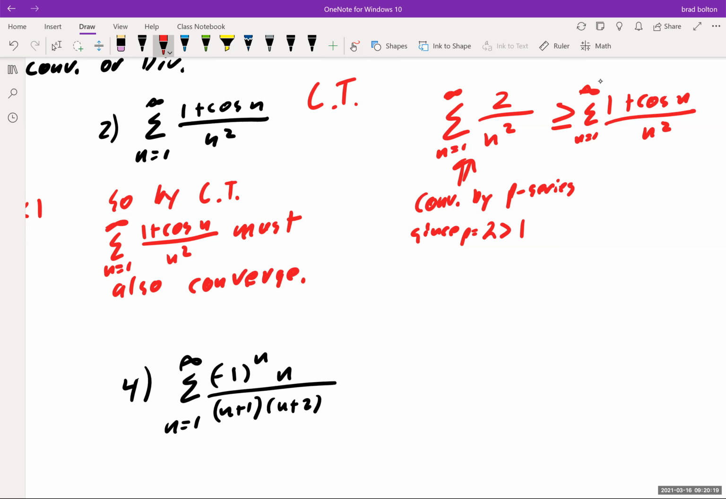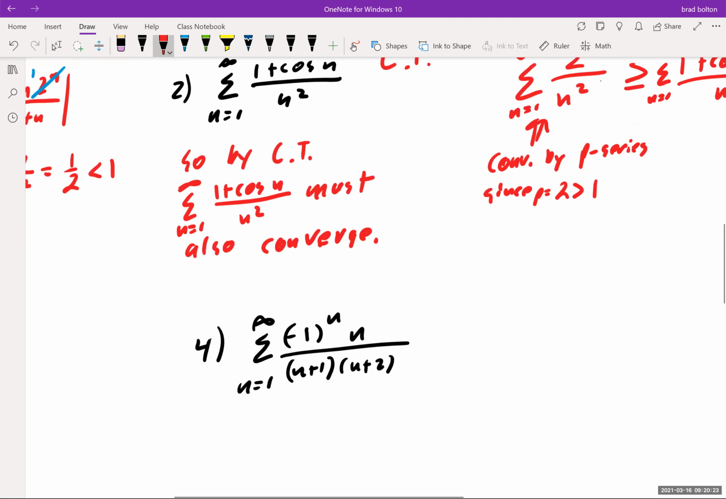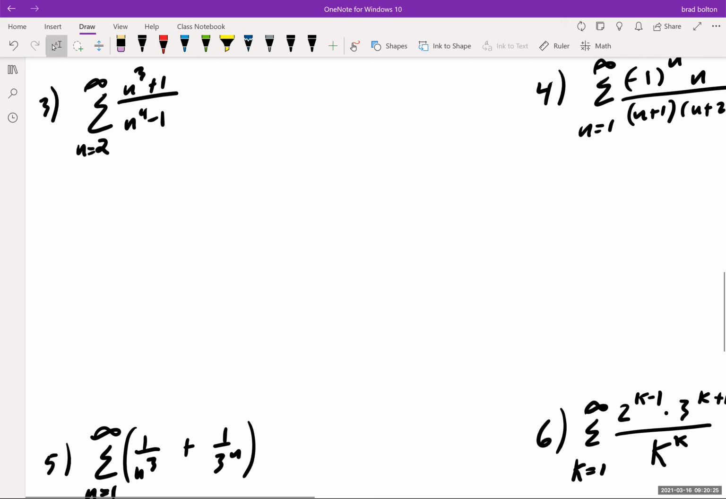Okay. So that's pretty much all I would need to see for a problem like that, and we're done. All right. So now we come over here, and we have n cubed plus 1 over n to the fourth minus 1, as n equals 2 to infinity of this series.